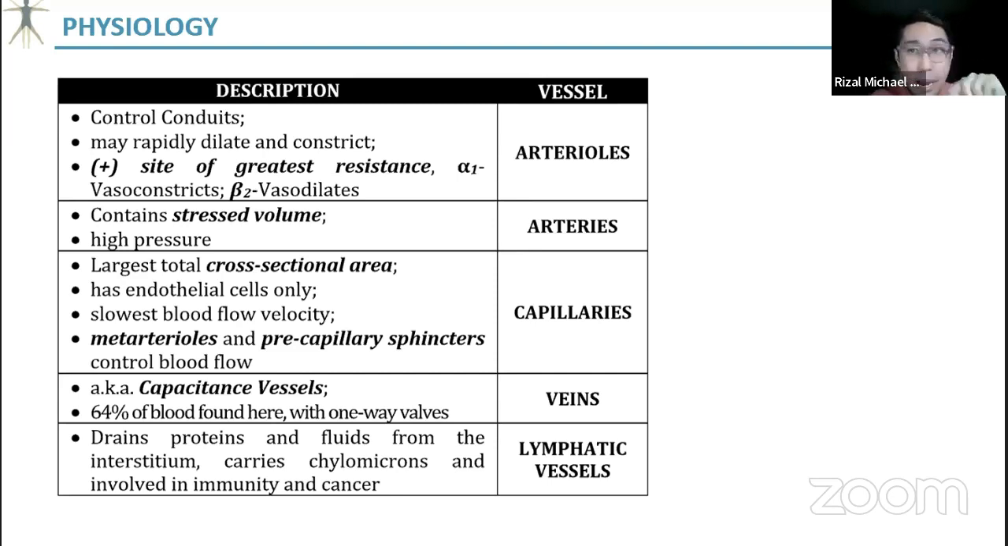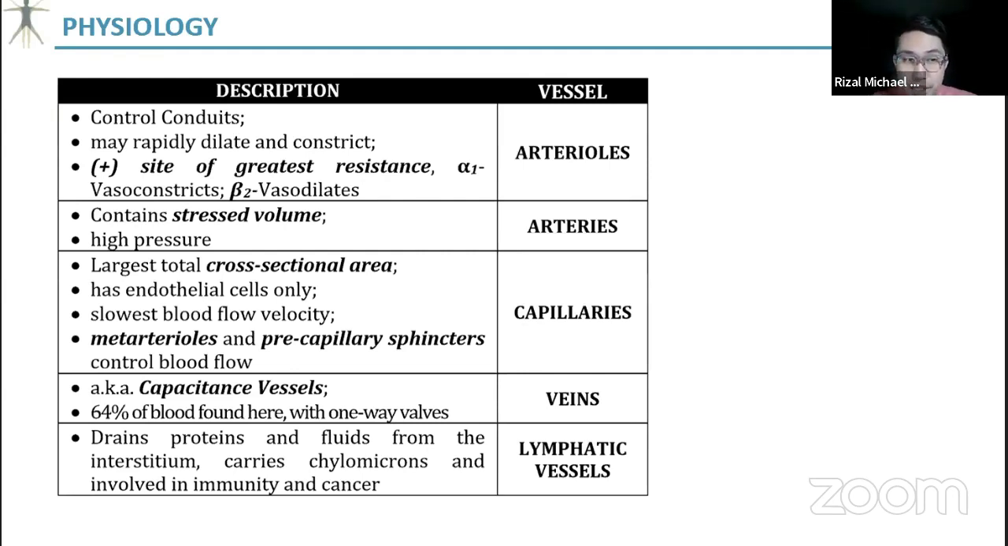Thick-walled. Kasi may meron silang makapal na muscular layer. So dahil makapal yung muscular layer nila, they're capable of containing a huge amount of pressure. So high pressure sila, and they're containing the stressed volume. Although not in this table, no, kapag may stressed volume, pag nagtanong, saan yung unstressed volume? Yung unstressed volume mo na kay veins naman. Okay?